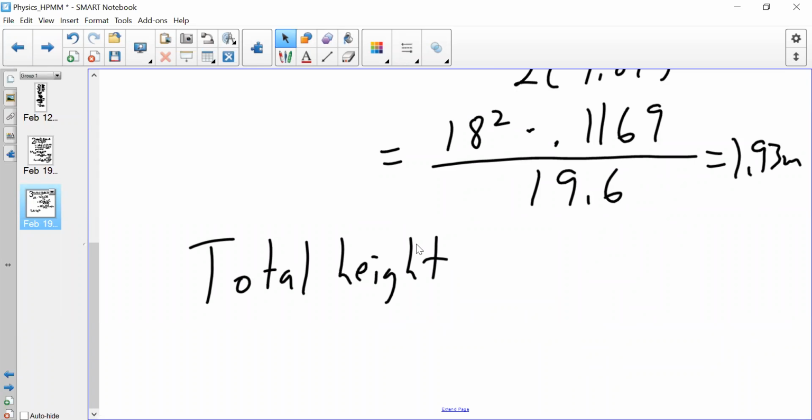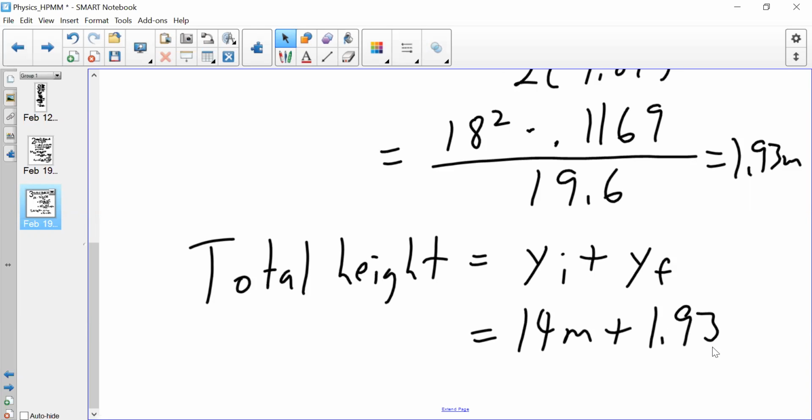Oh boy. All right. Let's do this equation here. The total height that you should be reporting here is going to be the initial height plus the calculated height that we just got, the 1.93. So this is going to be 14 meters plus 1.93 makes it 15.93 meters. It won't be the same, the heights and everything. It's going to shift. You're going to get different numbers each time.